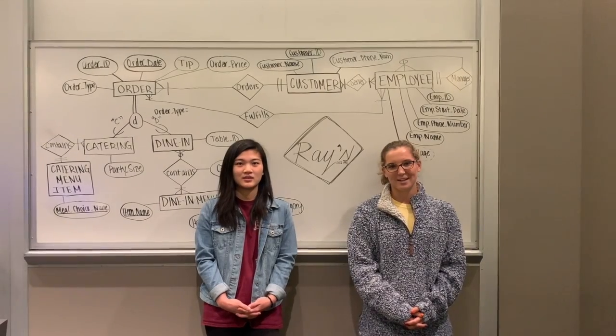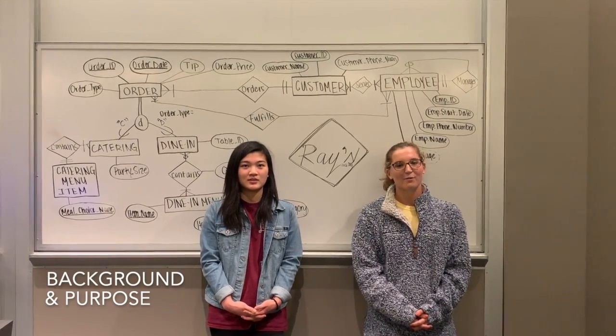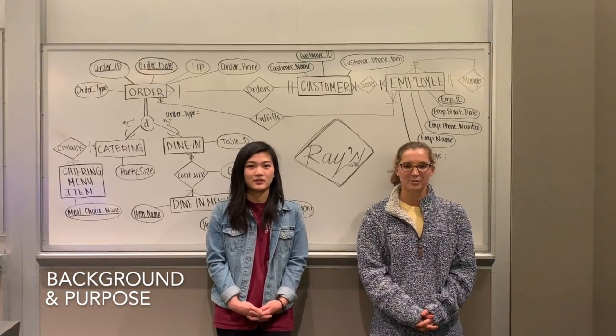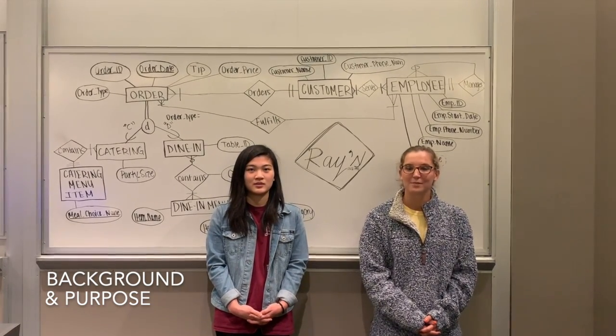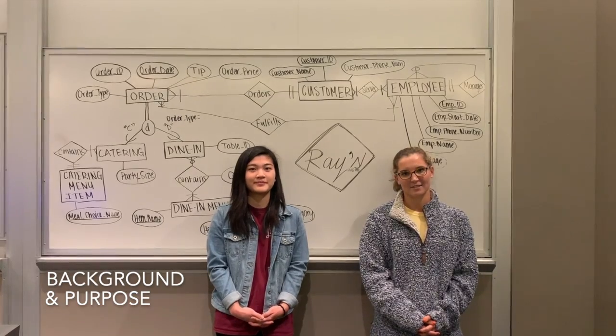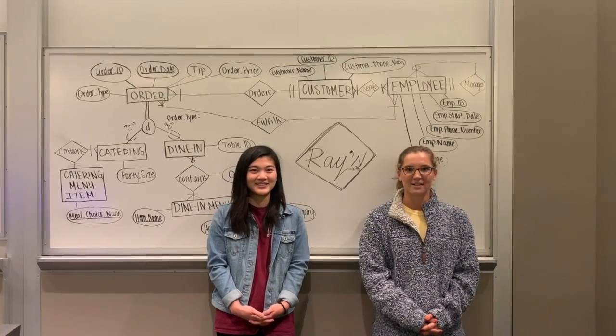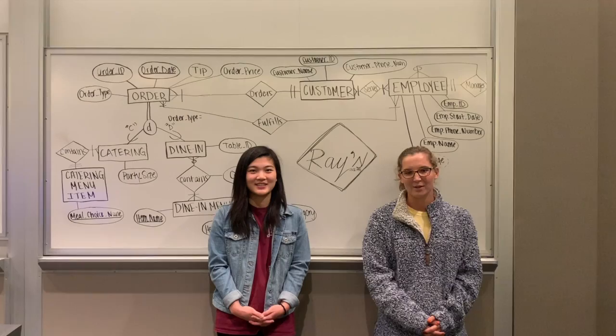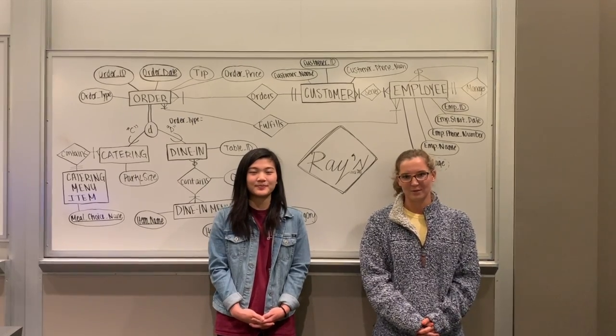Our team intends to create a database for Ray's New York Pizza restaurant. Ray's is a local restaurant in Tech Square that all Georgia Tech students, and especially Scheller College of Business students, love to go and dine at. We have chosen this restaurant because not only does Scheller use it for catering, but also, as I said earlier, we all love to go eat there.